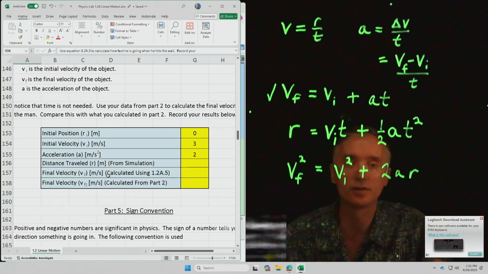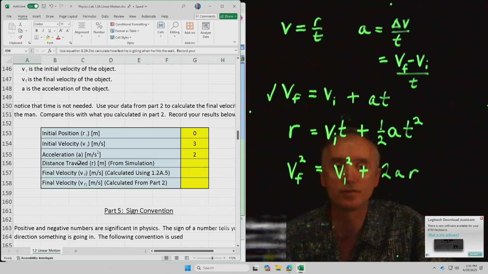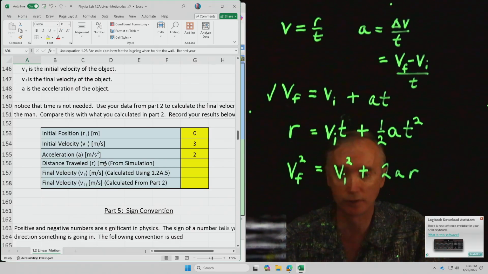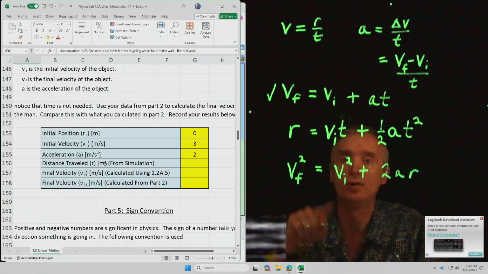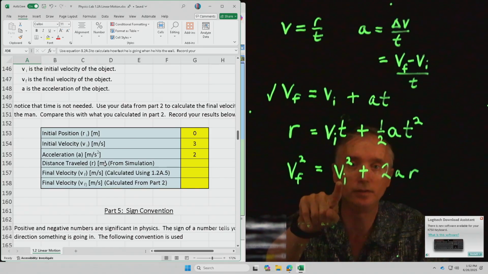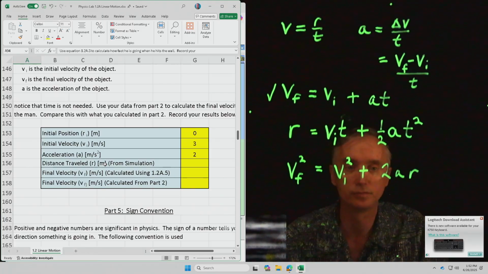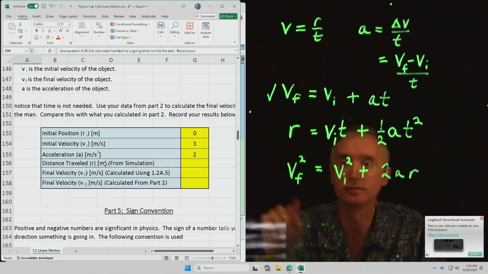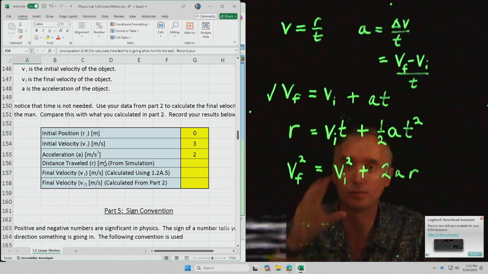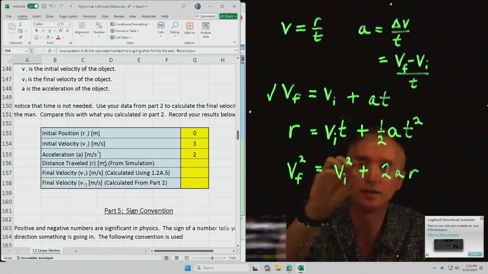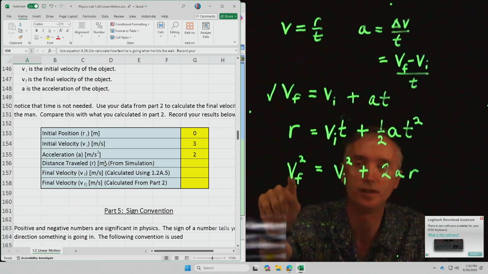Okay, so you've got the distance that he travels. You can read that off the ruler on the simulation. You're going to know the initial velocity. You know what the acceleration is, and you're going to know the distance he travels. So then you put it all into this formula and you solve it for the letter V final. Now remember, you've got to take a square root. So when you do this, you have to take the square root of it to get the V by itself.